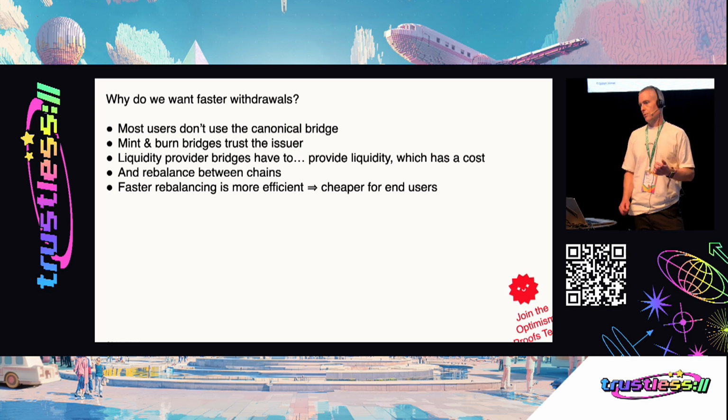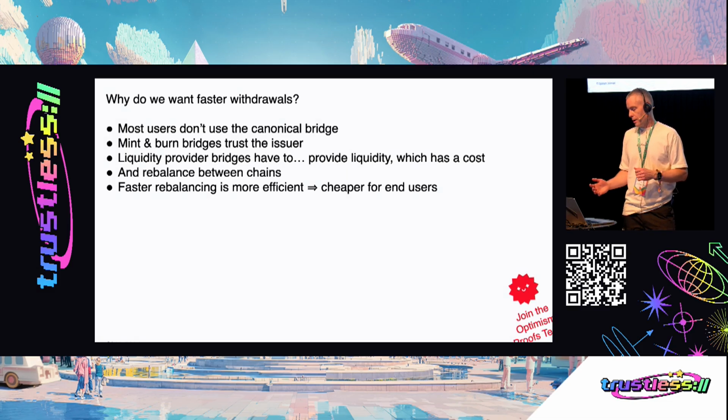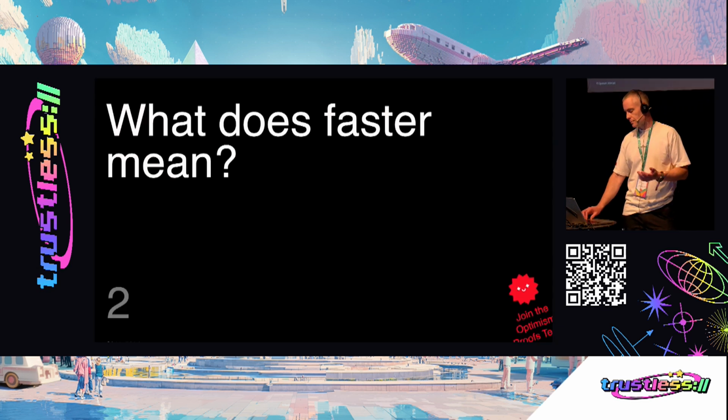And the longer that takes them, if there's like a net outflow from a certain chain, the longer it takes to do that, the more that they have to have capital locked up, and that has a cost. In the end, that cost gets passed on to the users of those bridges, and so we want them to be able to withdraw more quickly because that just makes everything cheaper and better for end users, even when those end users are not using the canonical bridge.